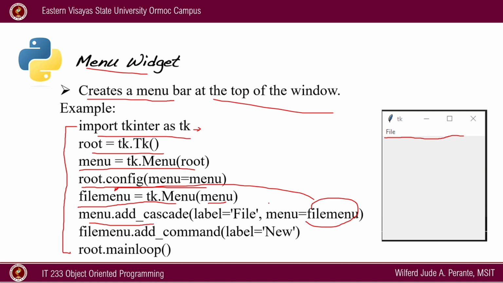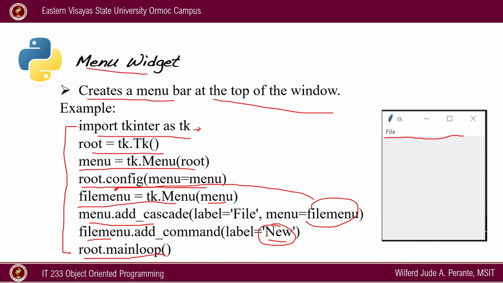As we add our submenu, now we're going to add another submenu that is labeled as New using this one. So this is under the file menu that we're going to add the label New, and now we're going to run the main loop, display it in our window using root.mainloop.